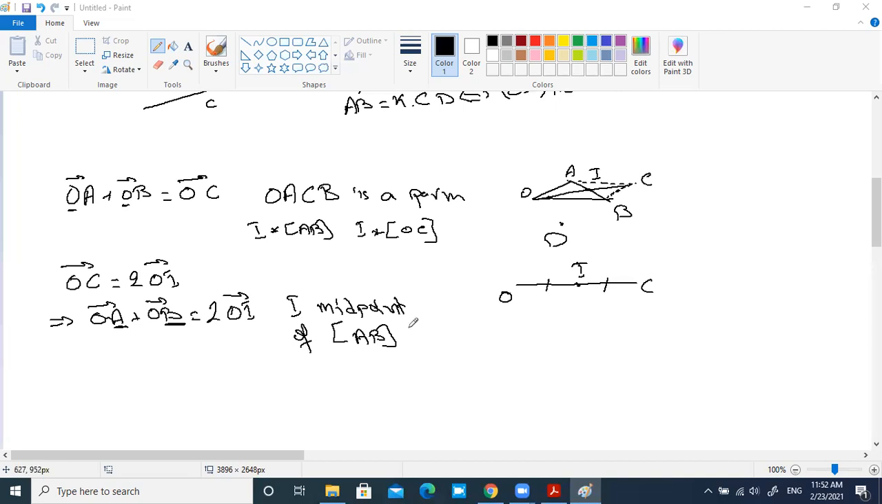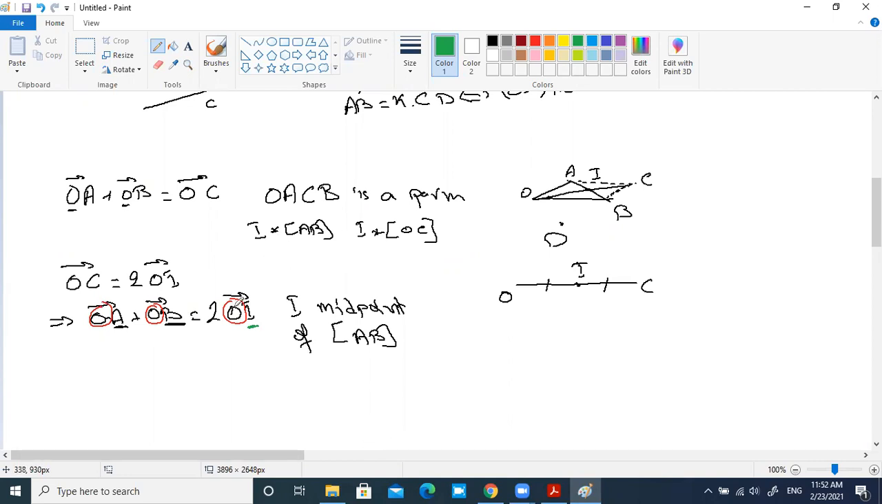Okay, as I was saying here, if D is any other point in the plane, then DA plus DB will be equal to 2DI. Notice something here so that we understand it correctly and know how to apply it correctly. This point I will be the midpoint of segment AB.